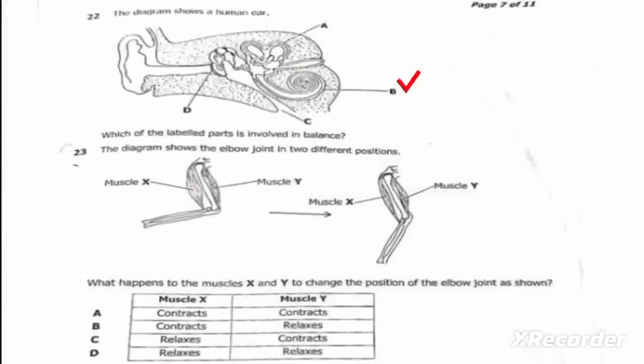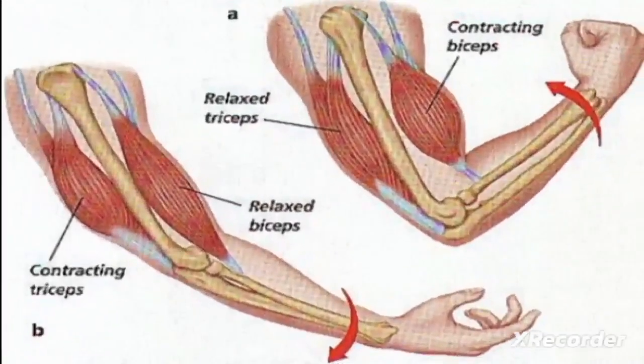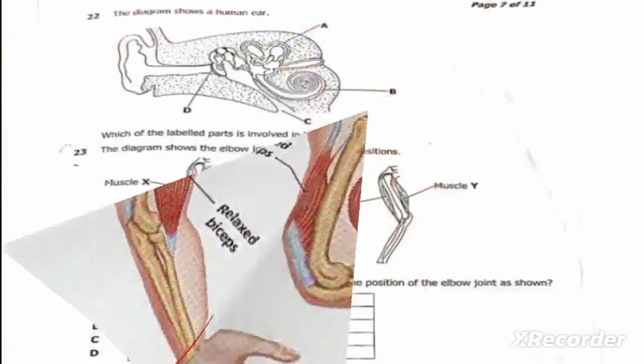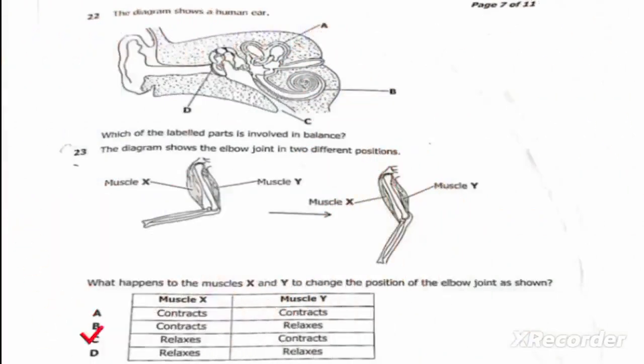So muscle X, this is a bicep muscle. Then muscle Y is a tricep muscle. So the bicep muscle will relax when the arm is being stretched. Then the tricep muscle will contract when the arm is being stretched. Okay. Then here we have the opposite case. When the arm is being bent, the bicep muscles will contract, the tricep muscles will relax. So therefore, our correct answer is C.